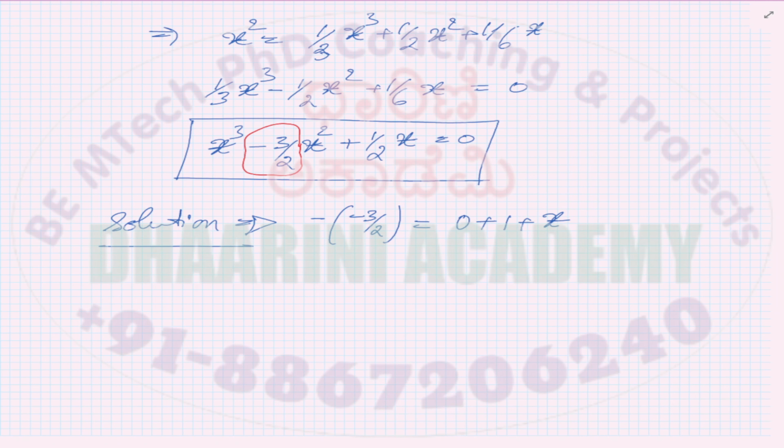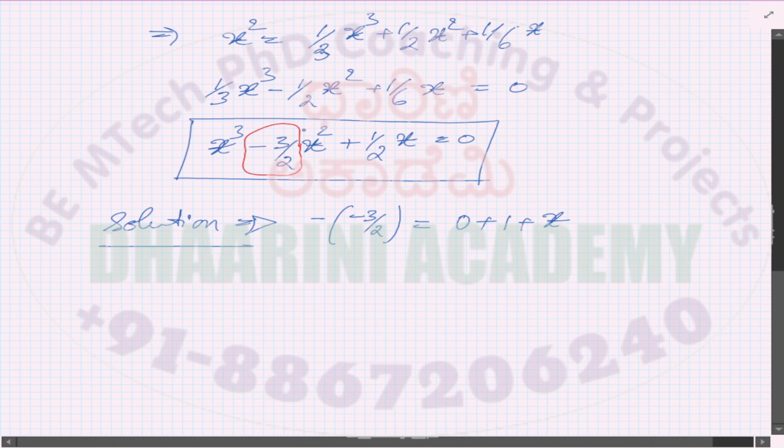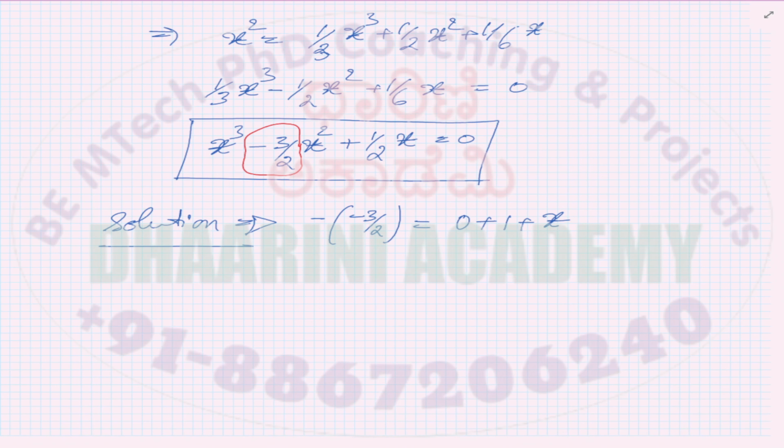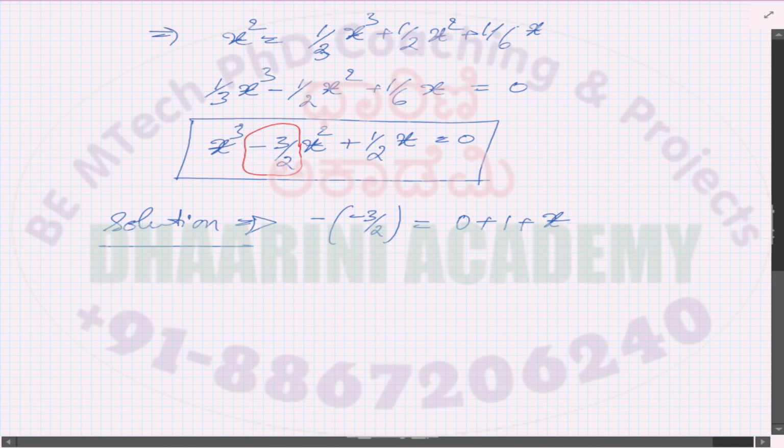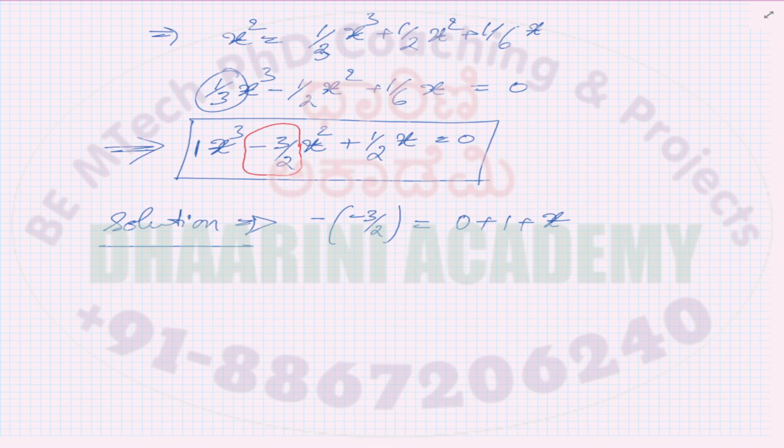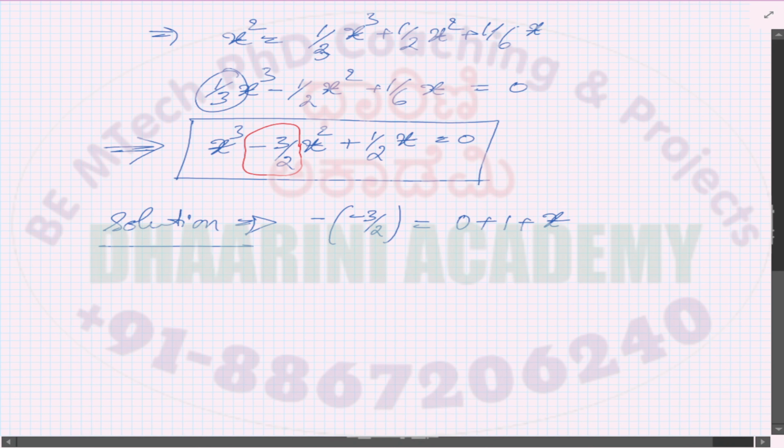Okay, so it's like this. I'll repeat. The basic condition to apply this particular rule is that I cannot apply it to this, because it is 1 by 3 x cube. It should be proper x cube only, 1 into x cube. I should bring it into that format first. So you see here, I brought it into that format, multiplying by 3. This 1 by 3 is eliminated. I have a 1 here. I have to have this condition.